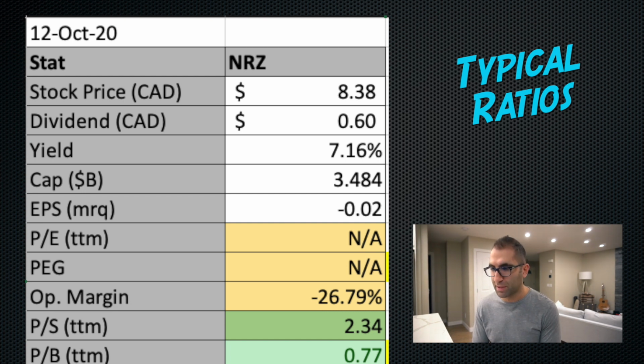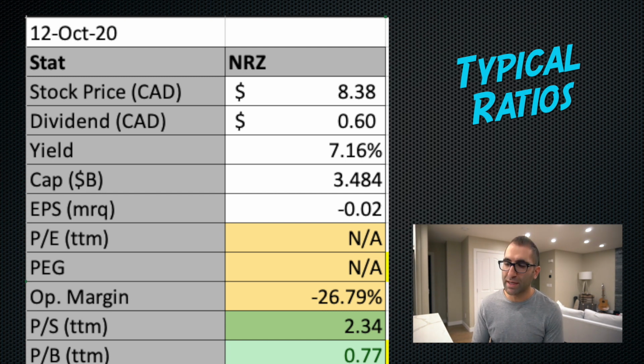The cap of this company is 3.5 billion. And the earnings per share, you can see right there, is -2 cents this quarter. And that will mess up some of the rest of these numbers. So your price to earnings ratio, which uses your earnings per share, well, when it's negative, you're not going to get much out of it. It's just going to say not applicable on Yahoo Finance. Same thing for your PEG ratio.